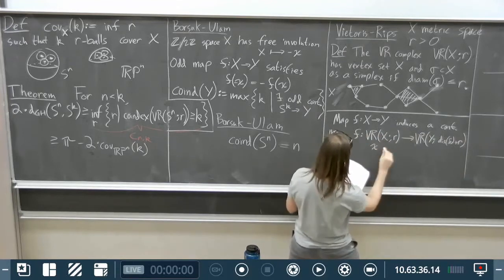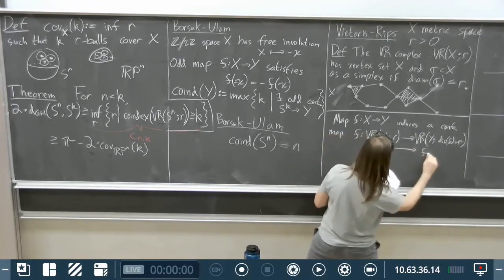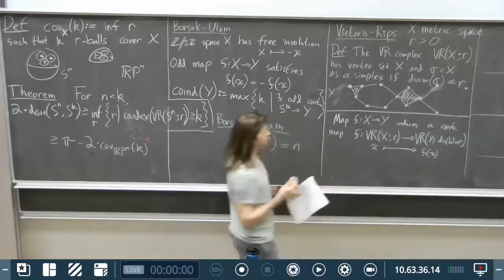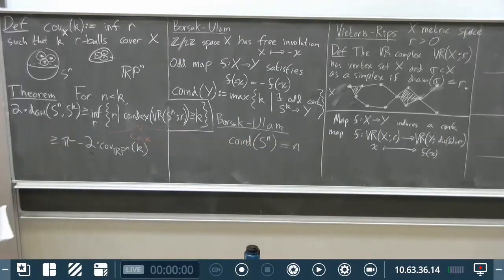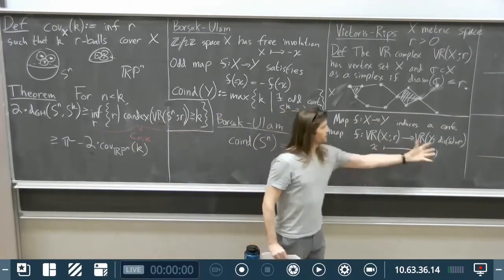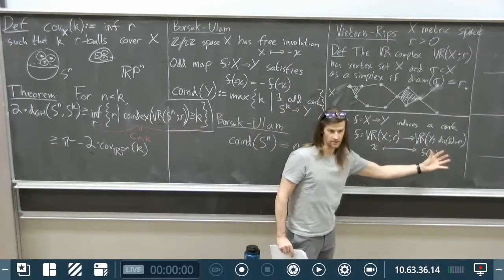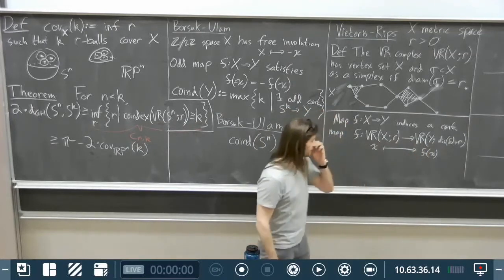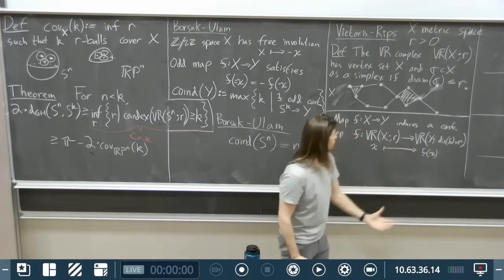We're going to map a vertex to f of x. And then once I know how to map vertices, I know how to map simplices. I just extend linearly. I need to check that it's well defined though. I need to check that if I have a simplex in the domain, it maps to a simplex in the codomain, not something that doesn't fit into a simplex.